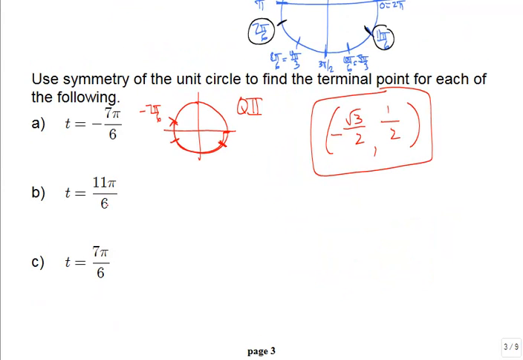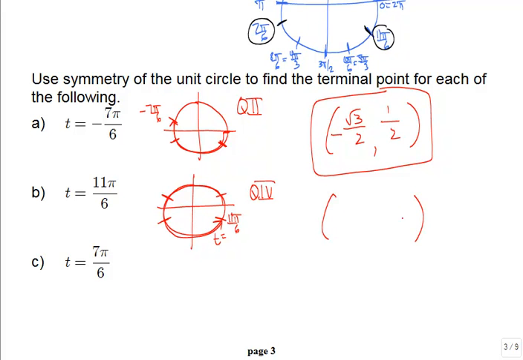Okay, so let's take a look at the next one here, 11 pi over 6. So if I draw my unit circle, this is a positive, so here's 1 pi over 6, 5 pi over 6, 7 pi over 6, 11 pi over 6. So I would start here and go counterclockwise around until I hit that t value. And because it's quadrant 4, then my terminal value is going to be root 3 over 2 comma 1/2, and in quadrant 4 the y is negative and the x is positive.